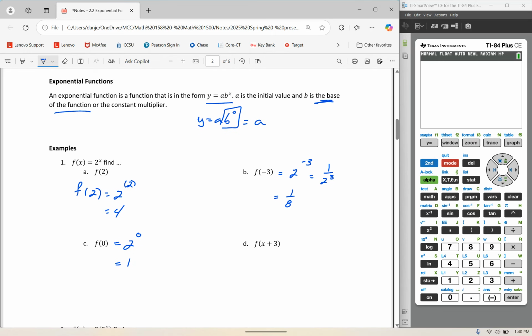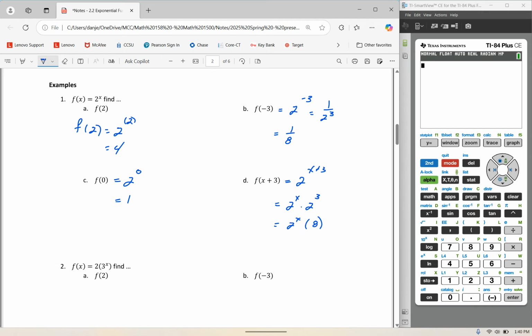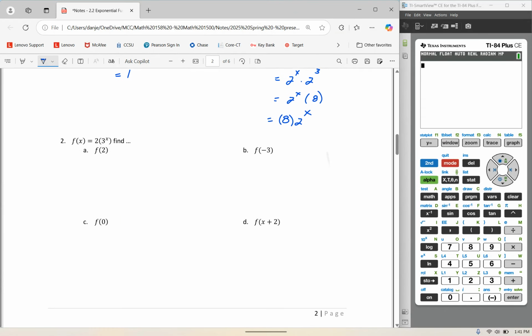Now for part D here, this is 2 to the x plus 3. But now remember from my rules up above, that's 2 to the x times 2 to the third, 2 to the x times 8, because 2 to the third is 8. So I could write this then as 8 times 2 to the x. Okay? Because I use my rules of exponents.